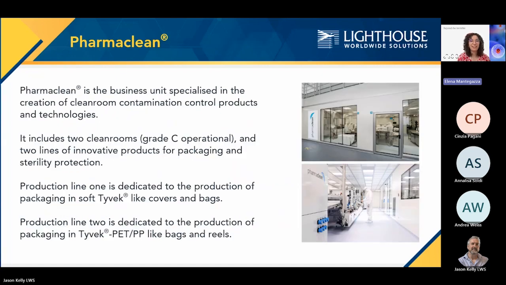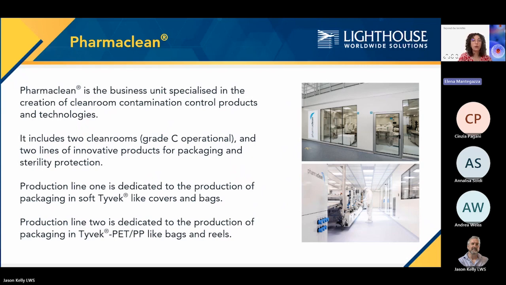In this way, we arrive to our Pharmaclean that we have already mentioned, but what is Pharmaclean? It is a business unit specialized in the creation of clean room contamination control products and technologies. Today, it's constituted by 2 clean rooms that are in grade C operational, so there is a constant counting of particles in the air.